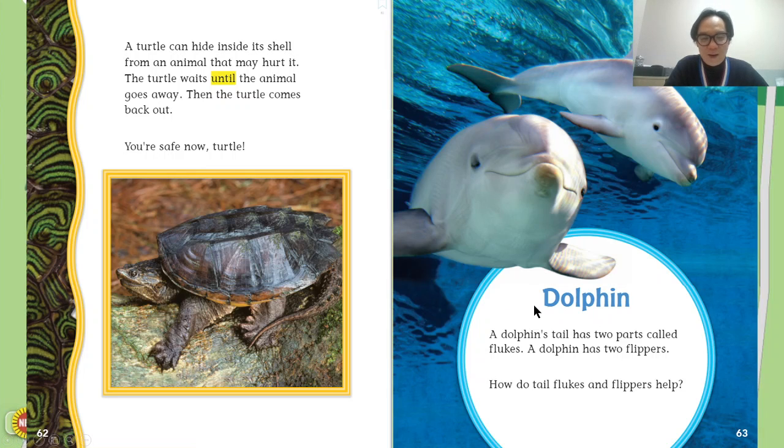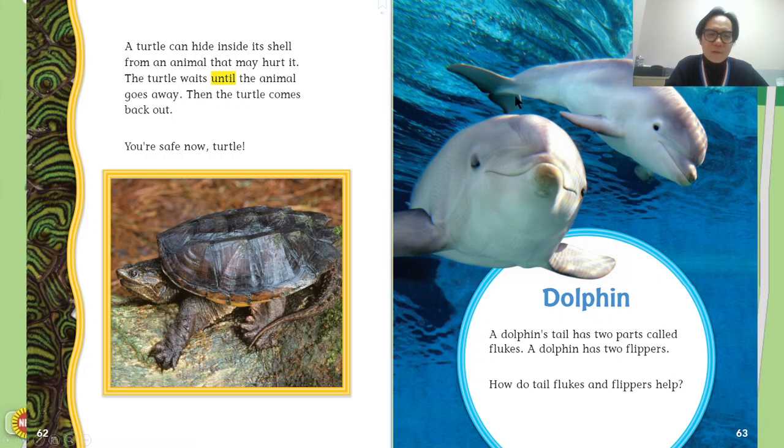Dolphin. I love dolphins. Don't you love dolphins? A dolphin's tail has two parts called flukes. A dolphin has two flippers. How do tail flukes and flippers help? Well, do you see the flippers? Here are the flippers. And what about these flukes? Where are they? Well, it said they're on the tail. So here's the dolphin's tail, and then here are its flukes.